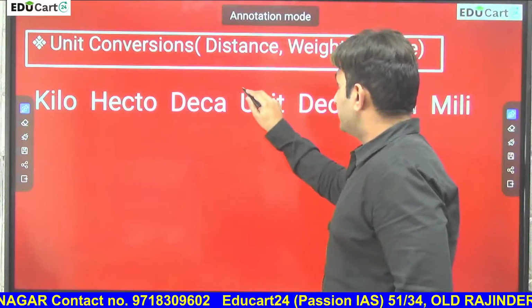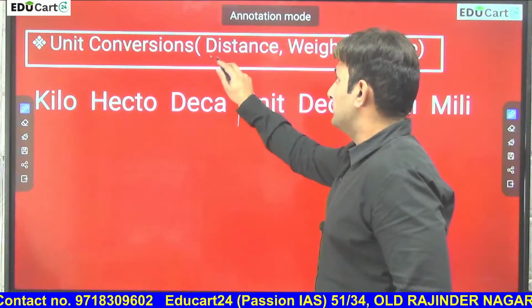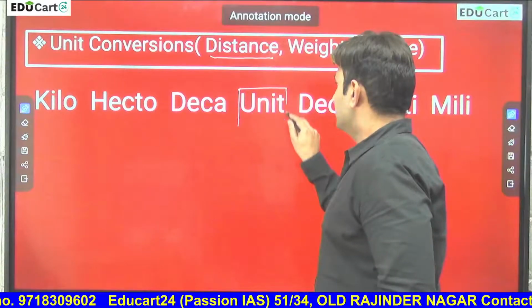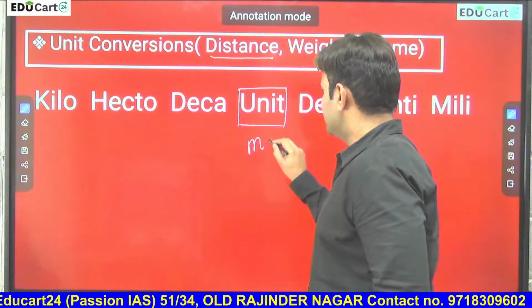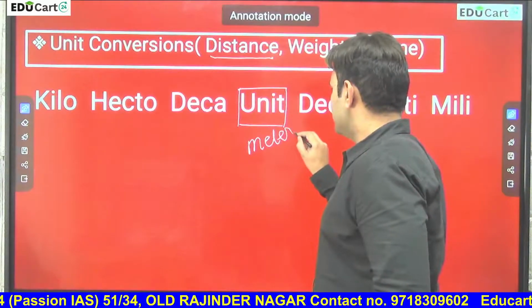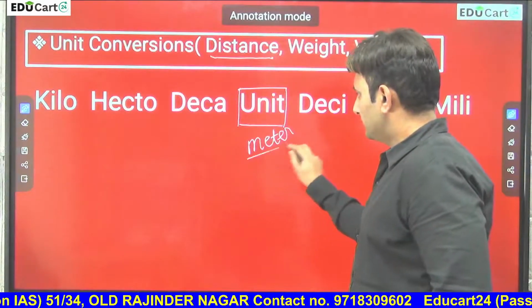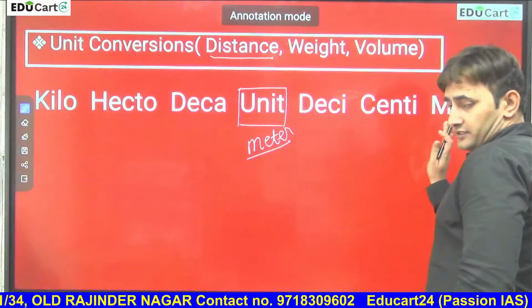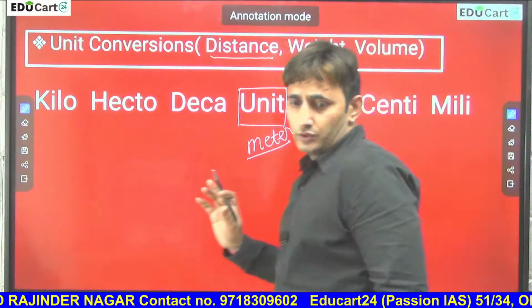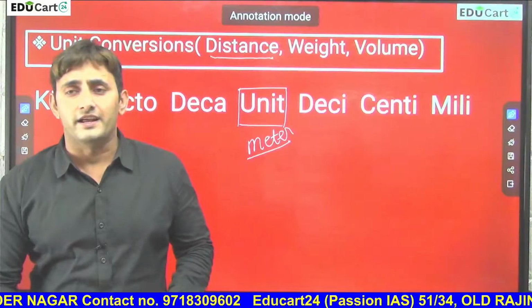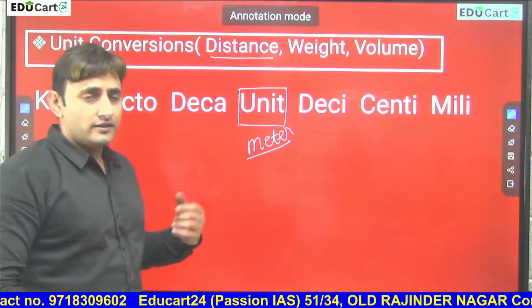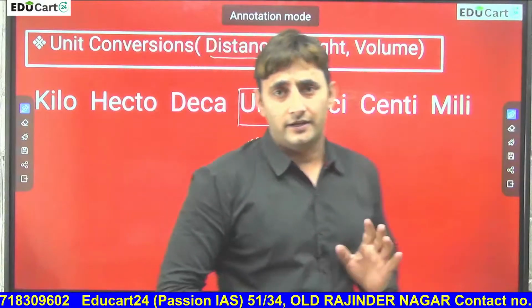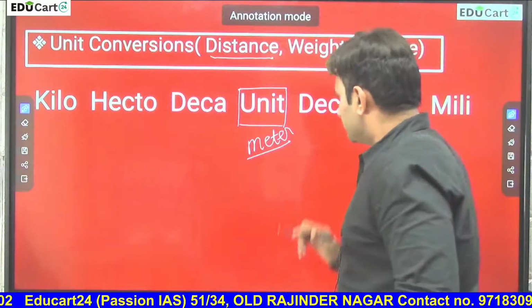This is the unit. Suppose I am talking about the distance. Suppose my distance is in meters. Now when we are going here on the right hand side, the values will keep on dividing by 10, and when we are coming on the left hand side, then it will get multiplied by 10. Okay my dear?